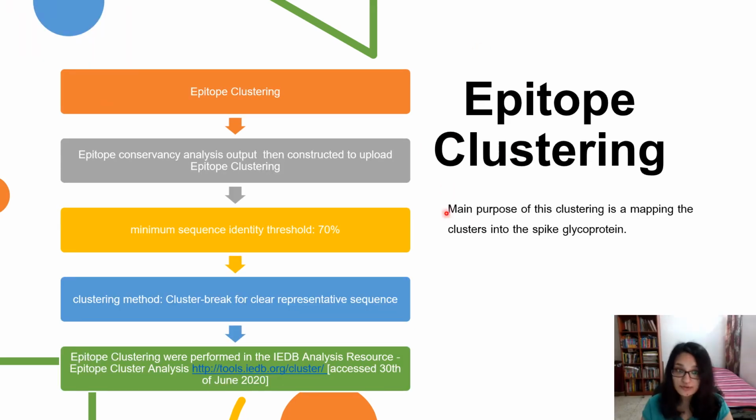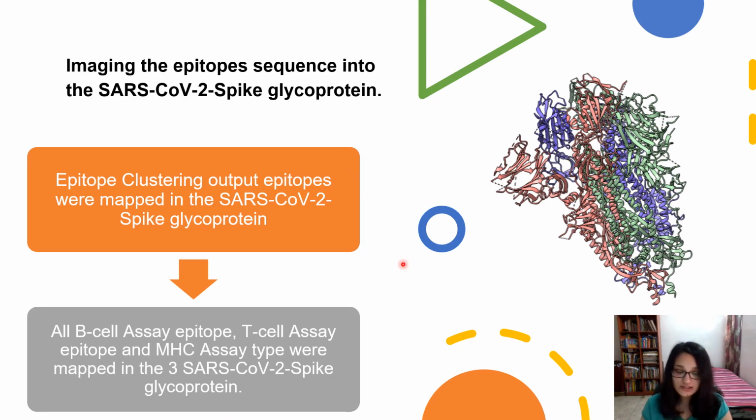Now, this step is the epitope clustering. Here, the output that we obtained in the previous step was filtered to obtain epitope sequences with a minimum sequence identity threshold of 70%. And this was performed using the IEDB epitope cluster analysis resource, which is a tool that groups the clusters based on sequence identity. Here it was 70%, as I mentioned. And lastly, we imaged the sequences of the epitopes onto the SARS-CoV spike glycoprotein, and all the epitopes are matched into the 3 separate SARS-CoV spike glycoprotein modules.